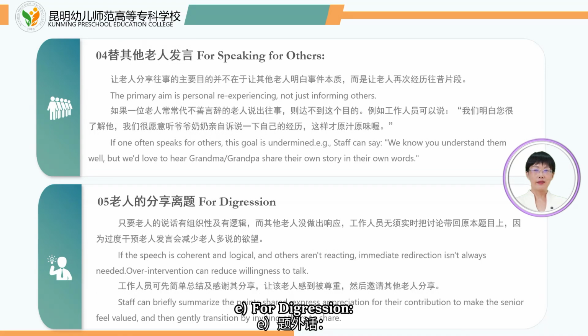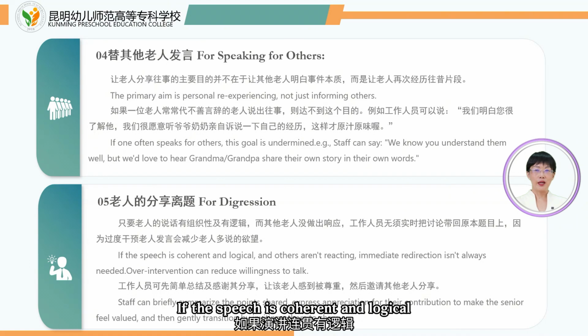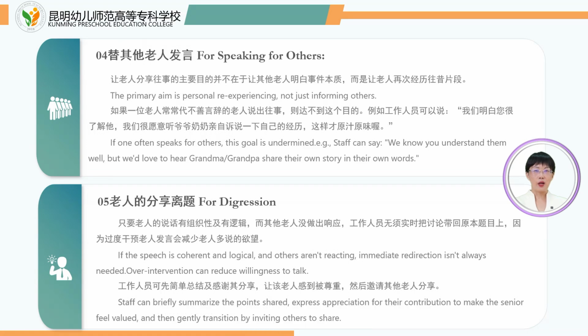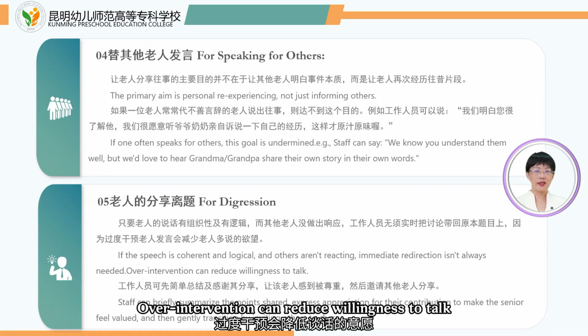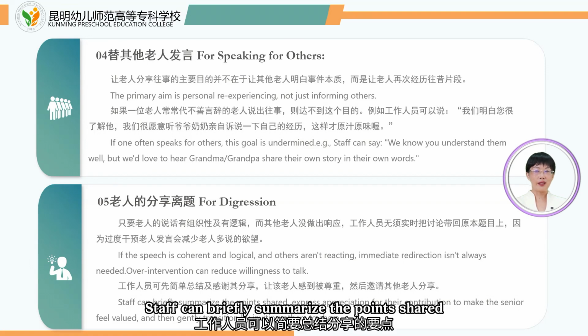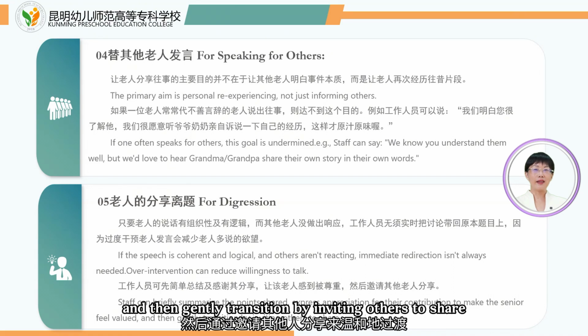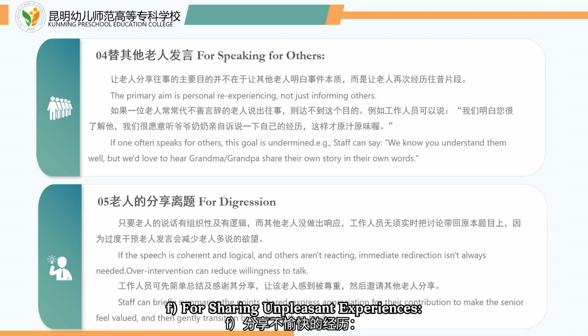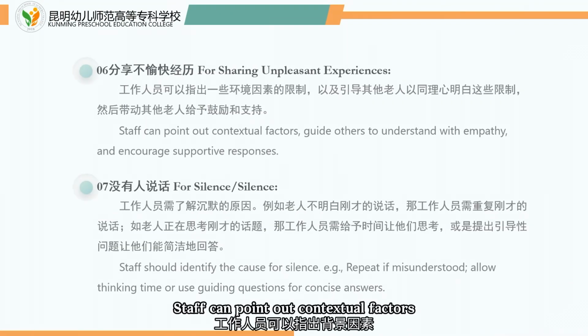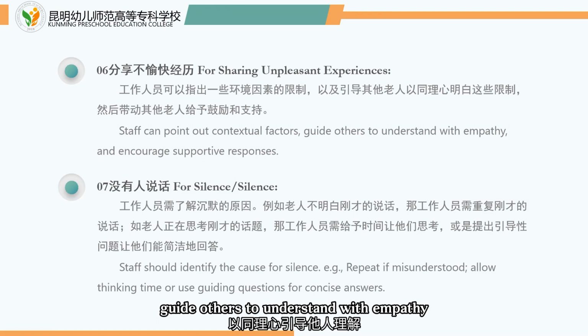E. For digression. If the speech is coherent and logical, and others aren't reacting, immediate redirection isn't always needed. Over-intervention can reduce willingness to talk. Staff can briefly summarize the points shared, express appreciation for their contribution to make the senior feel valued, and then gently transition by inviting others to share. F. For sharing unpleasant experiences. Staff can point out contextual factors, guide others to understand with empathy, and encourage supportive responses.